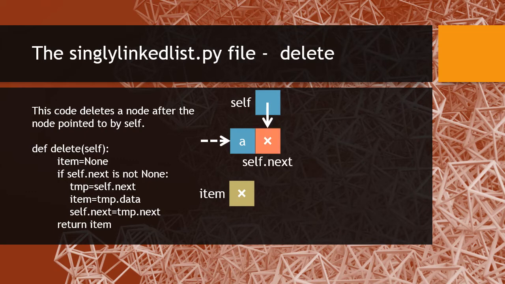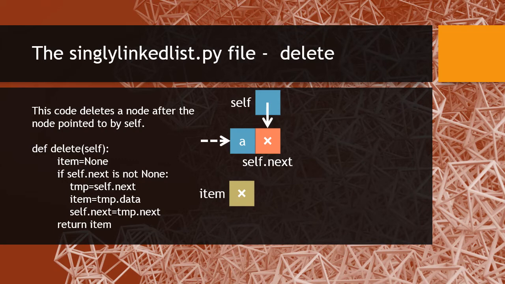This is self.next. Is the if condition true? No, the if condition is false. Self.next is None. So we skip the body of the if. We come to the last line and we return item, which is None.